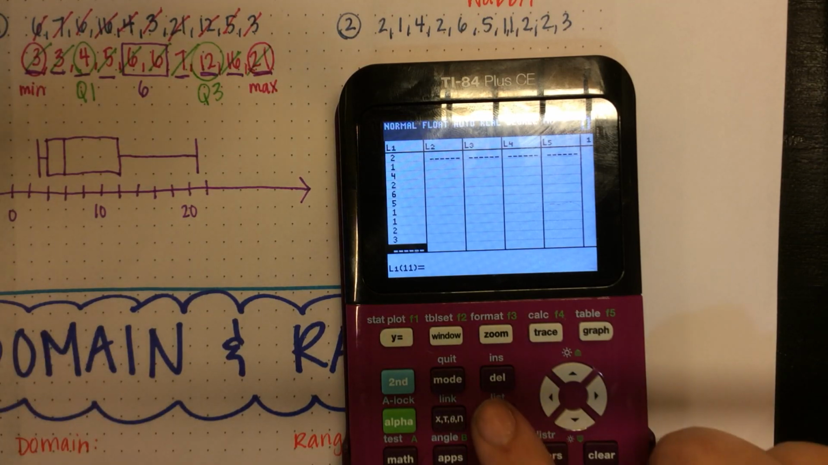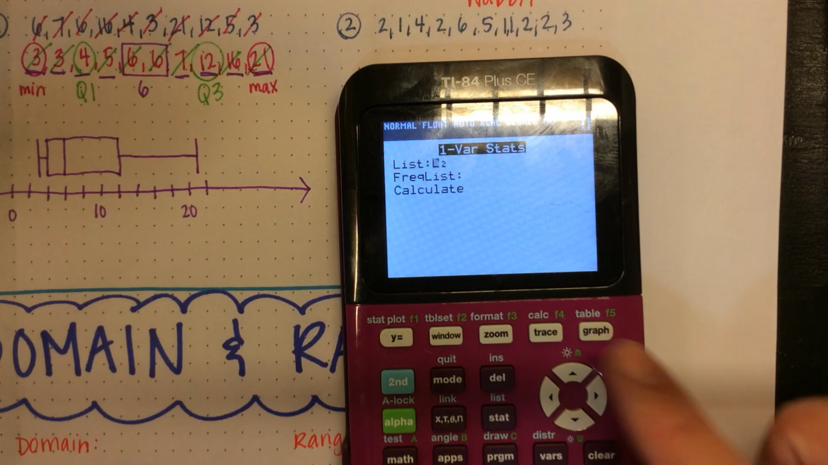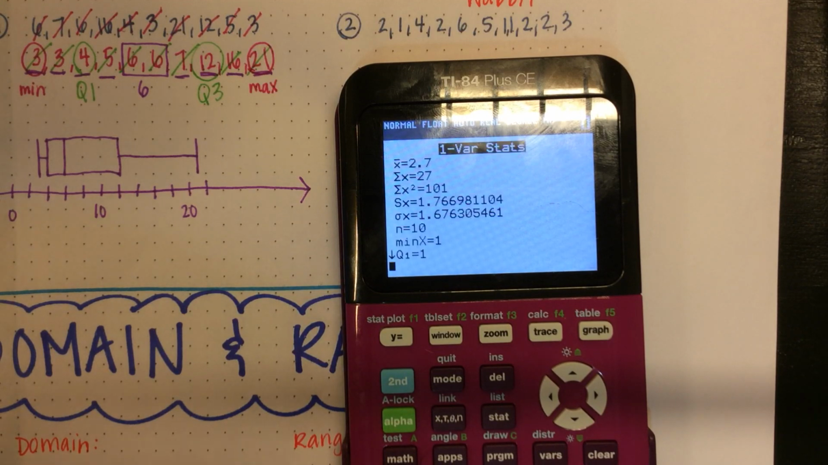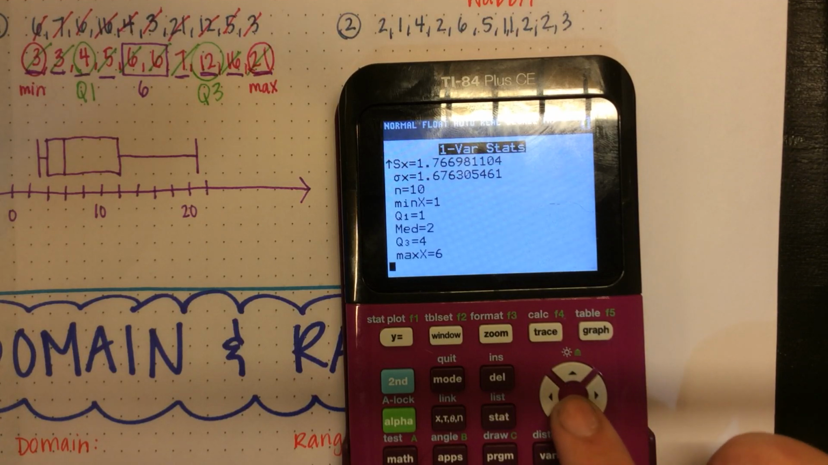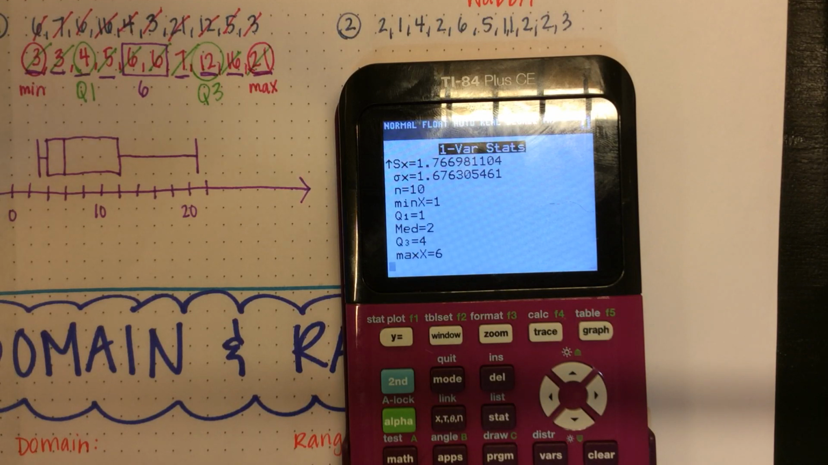Okay, then I'm going to go back to stat, and then I'm going to scroll over to calc, and it's got one variable stats at the top. So I'm going to press enter, and then make sure it says L1. I've been doing stuff with mine, so I need to change that to L1. So all I did was press second, number 1, and then I'm going to go down to calculate and press enter. It's going to give me a whole bunch of stuff that you'll use in other math classes, but for what we're going to do right now, I'm just going to scroll to the bottom. And those last 5 numbers, that is my 5-number summary. I got my minimum value, my first quartile, my median, and my third quartile, and my max.